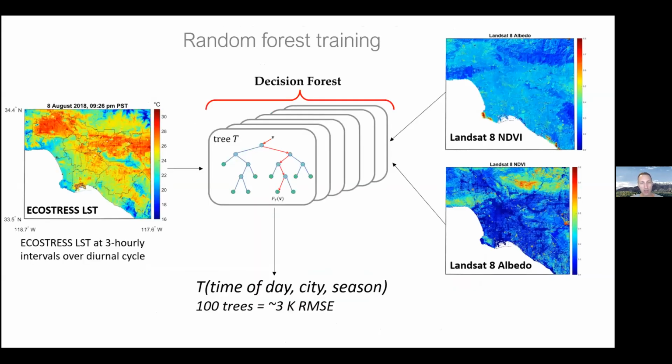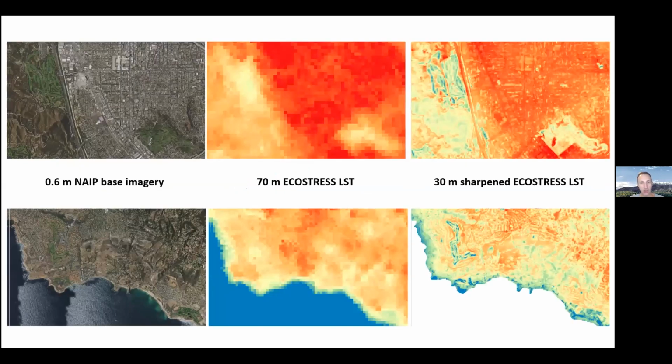So if we put that into a neural net machine learning algorithm or a multivariate regression algorithm, we can train the algorithm using Ecostress data and then Landsat higher resolution albedo and NDVI, and we can come up with a training model. And this is what the result looks like. In the middle is the native resolution Ecostress data at 70 meters, and on the right is the sharpened version of the data. So you can really see, in the top right, golf courses coming out, and you can now discriminate between roads and other surfaces and roofs. And so it's really quite a powerful technique.